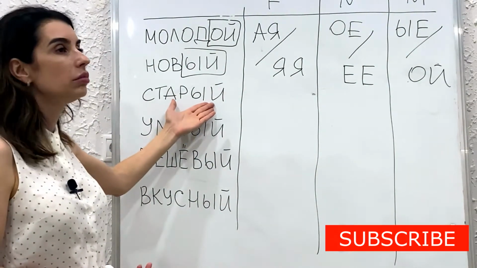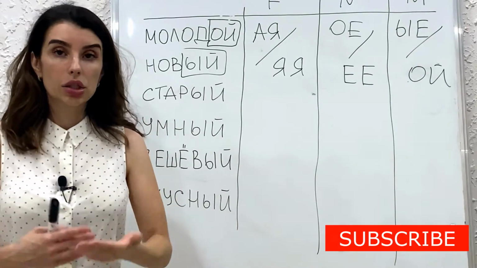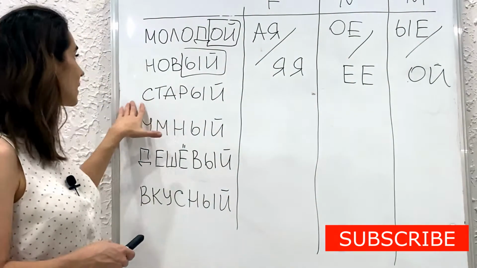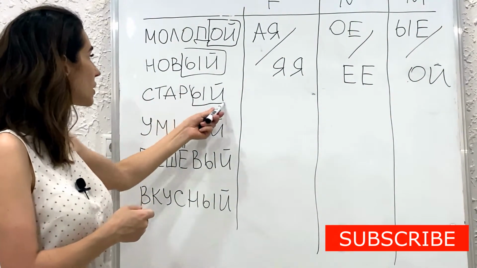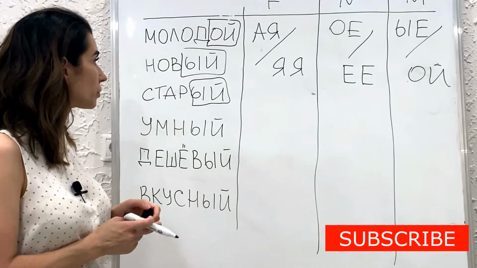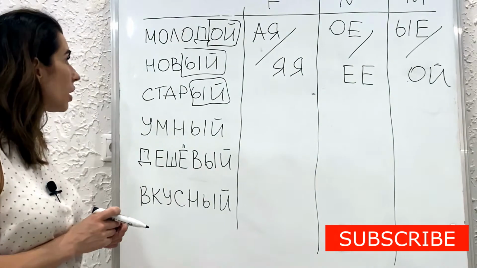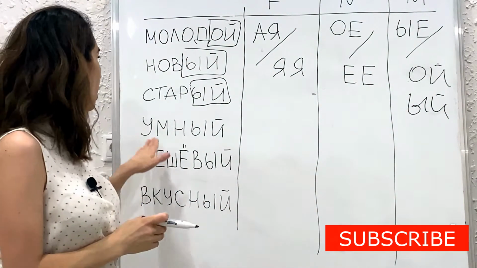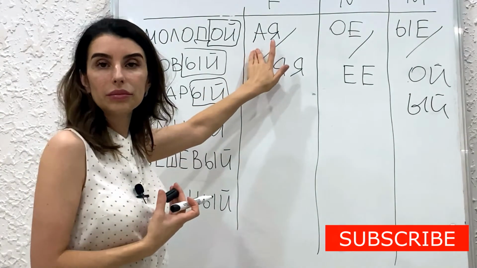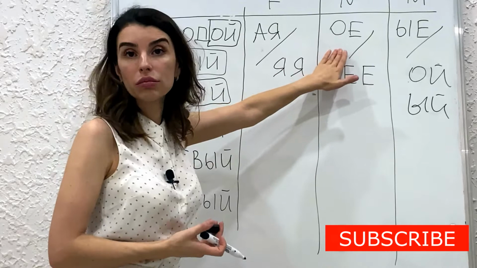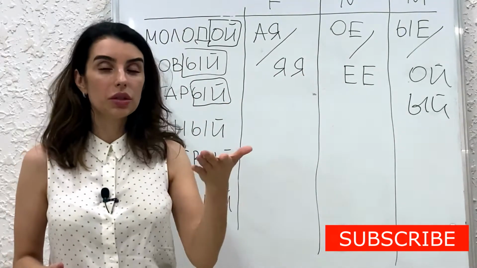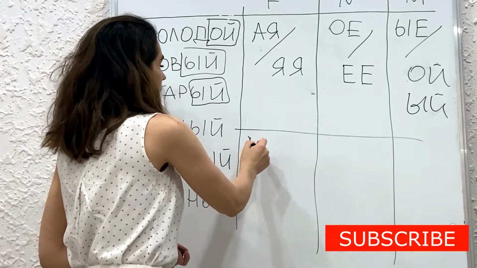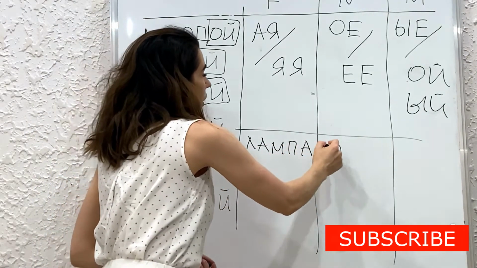So next word, старый, it means old. Старый стол. Stol, it's a table. Stol in Russian is male. Старый стол. Let's put here и. О, старая лампа. Старое окно. I told you that окно means window, лампа, lamp.